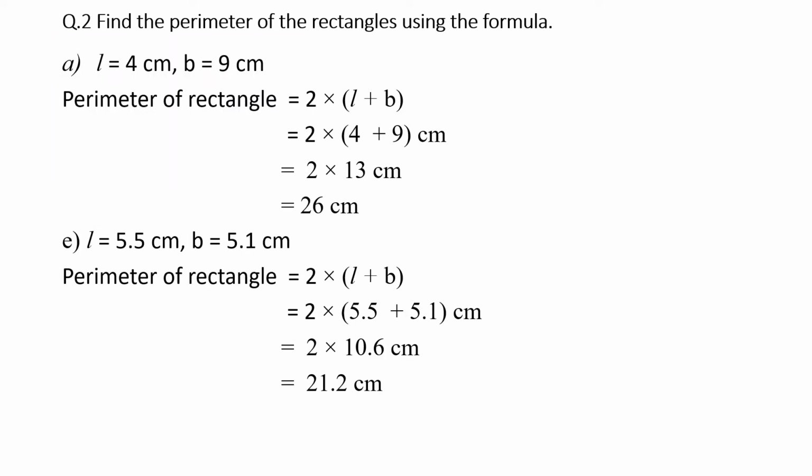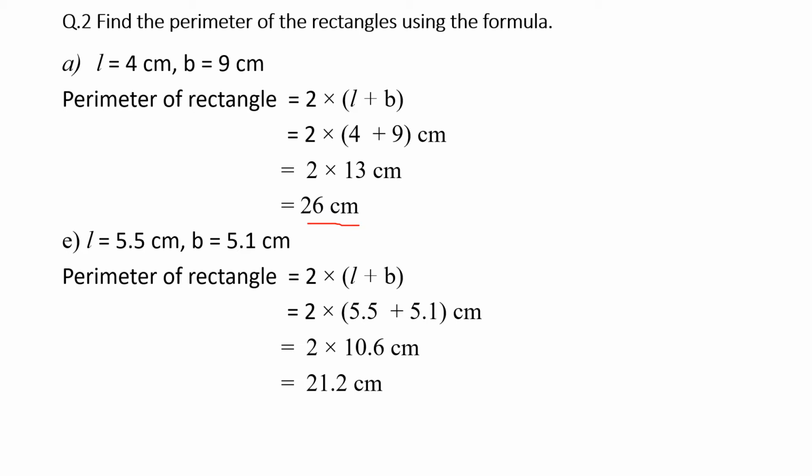Find the perimeter of the rectangles using the formula. So here the length is given 4 centimeter, breadth is given 9 centimeter. We have learned the formula. How can we derive the formula of perimeter of a rectangle? That is twice into L plus B. We simply need to put their values in their place. As in the question it is given that length is 4 centimeter, so you will write 4. Breadth is 9, so 9. 4 plus 9 makes 13 and 2 into 13 gives us 26.